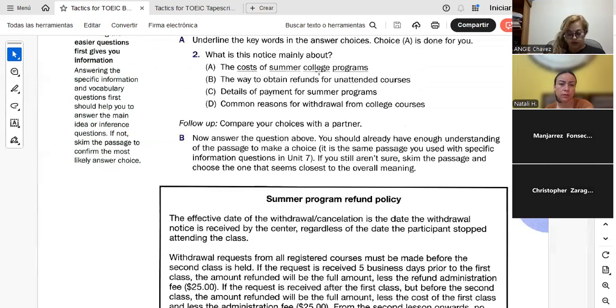Cost, summer, remember college programs. Well, we have talked about this before, right? It's not the first time we talk about identifying keywords, especially in reading comprehension. That is the longest part, and it's the part where you need to be more careful because of the time. Precisely because of the time, right?